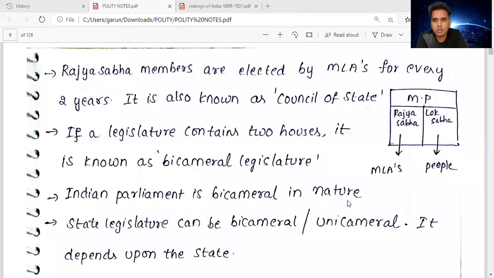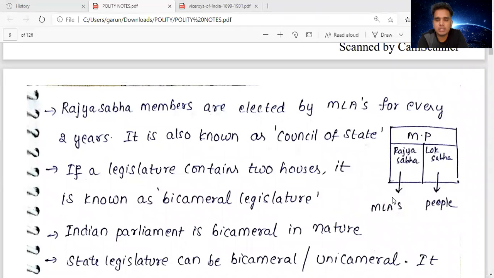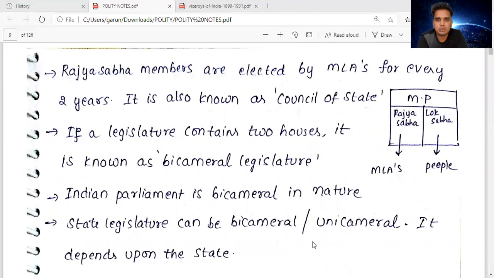MLC is not compulsory, and under whom does MLC work? MLC basically works under the governor of a particular state, and MLAs basically work under the chief minister of a particular state. So the head of MLCs is the governor, and the head of MLAs is the chief minister. And these Rajya Sabha members are elected by these MLAs. Remember it.